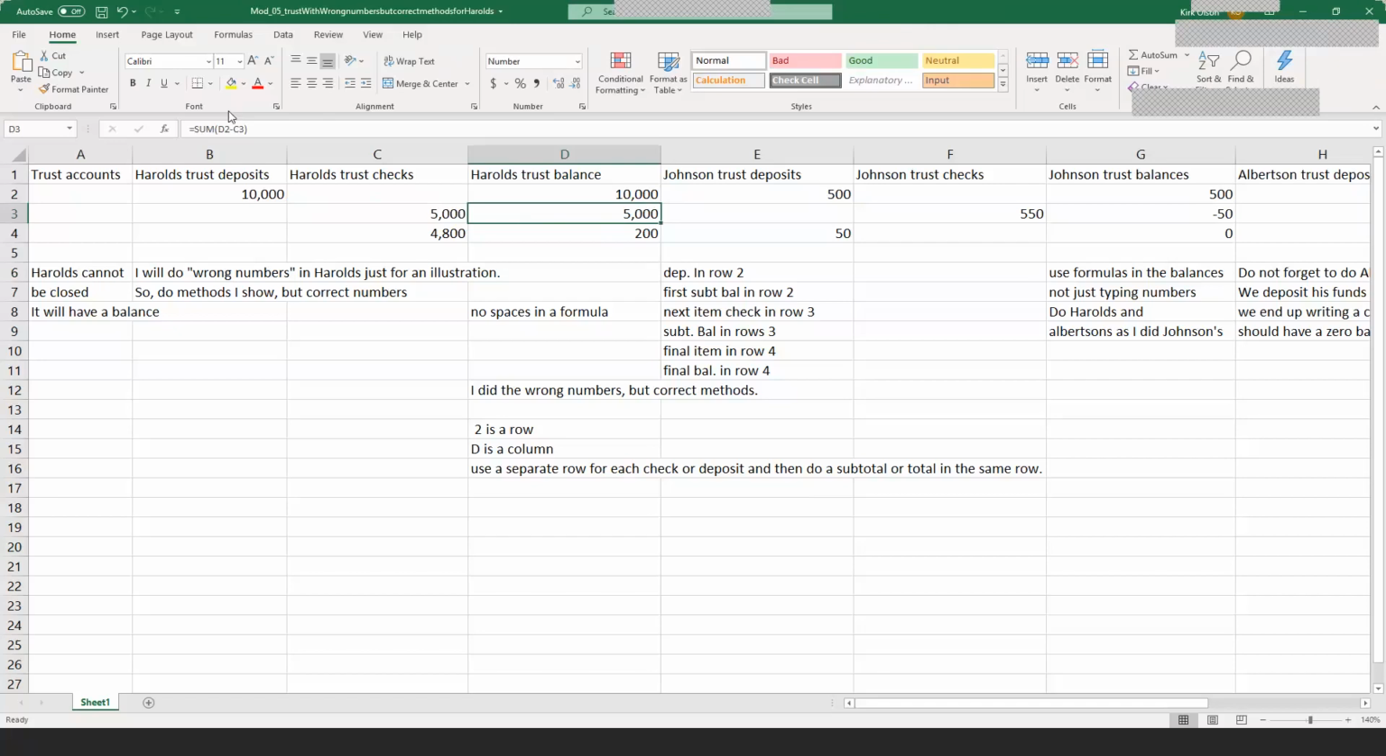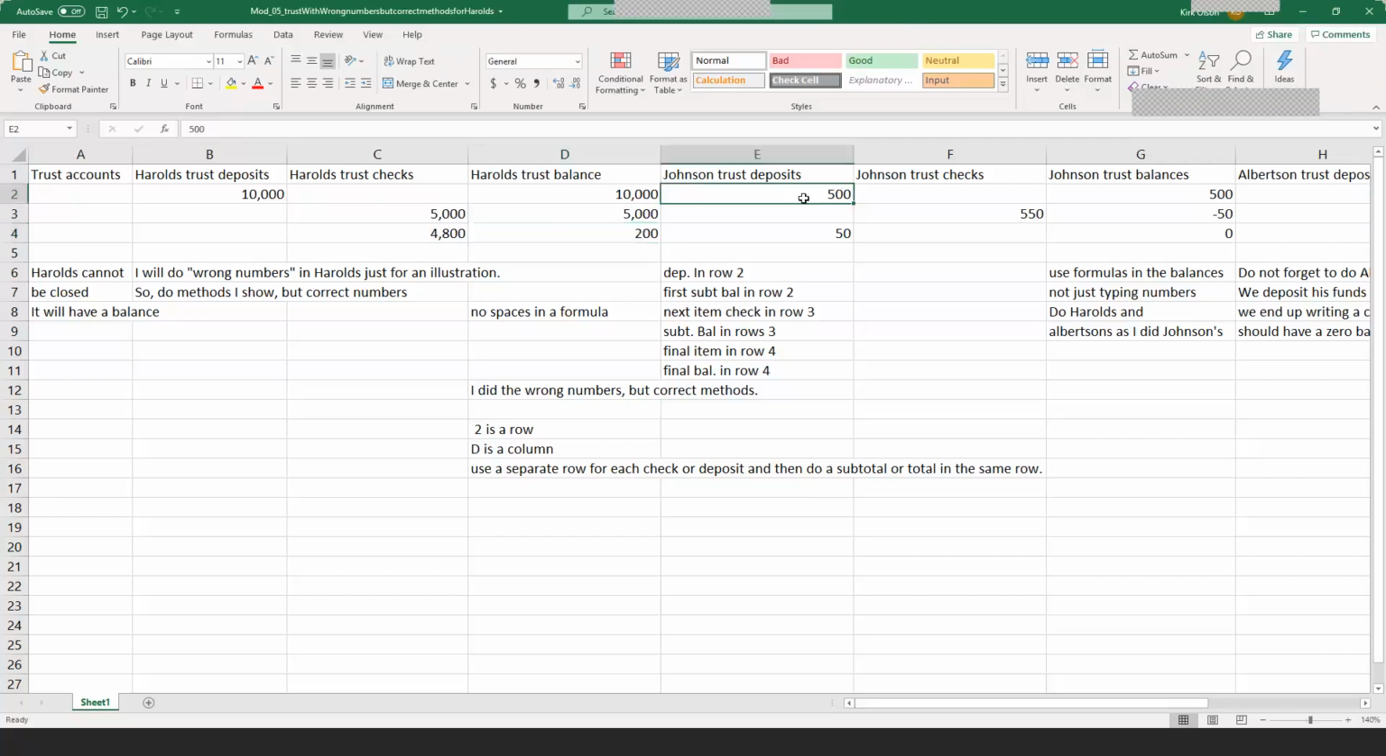Then we write one more check. This is not a combined set of checks. This is only one and only one check. This is only one and only one deposit. This is only one and only one check. Then after that, I do a new balance. Harold's will have a positive balance. It cannot be closed because it isn't zero. The other two have to become zero.